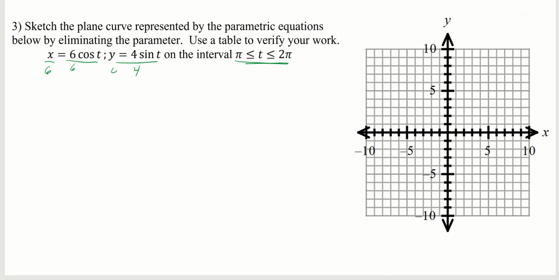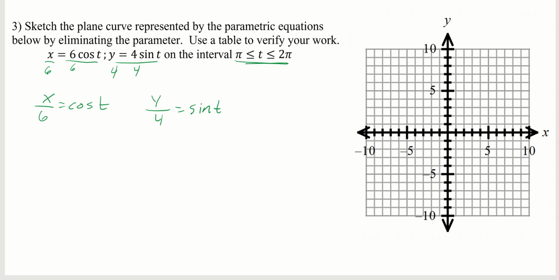So divide by 4, right? So I have x over 6 is equal to cosine t, and then y over 4 is equal to sine t. So now this is where it gets a little bit tricky, right? Do I do sine inverse and cosine inverse to get the t's alone? That's a possibility, but then I wouldn't really know what to do with myself after I had that, right?